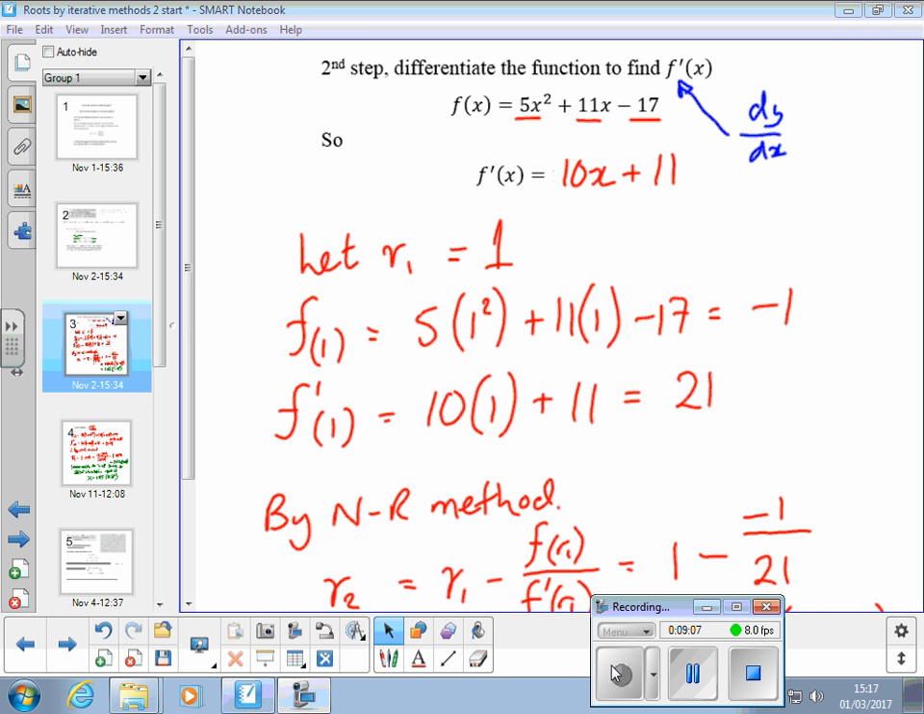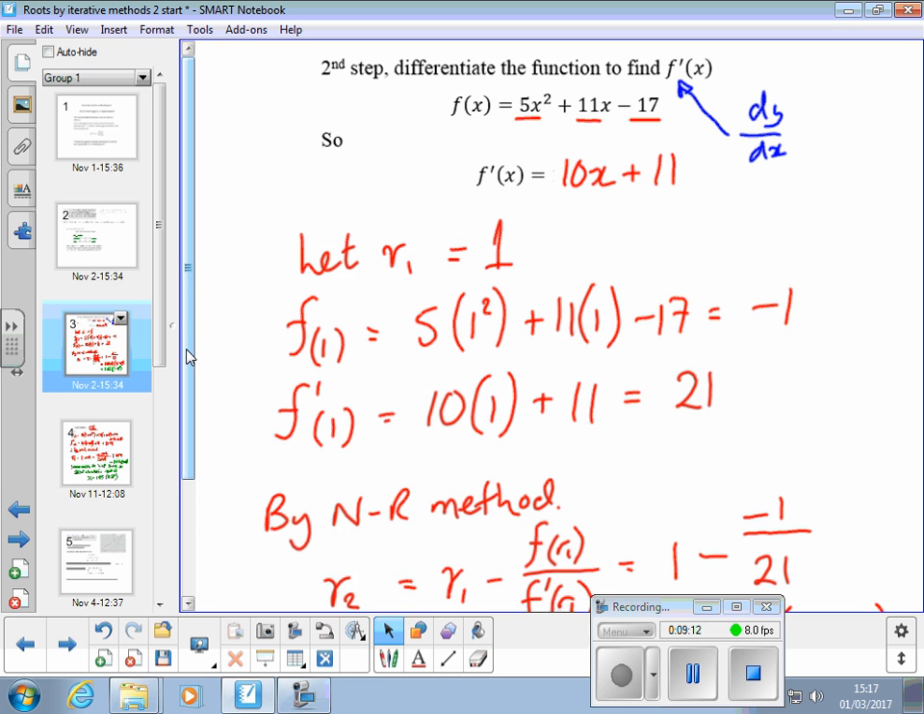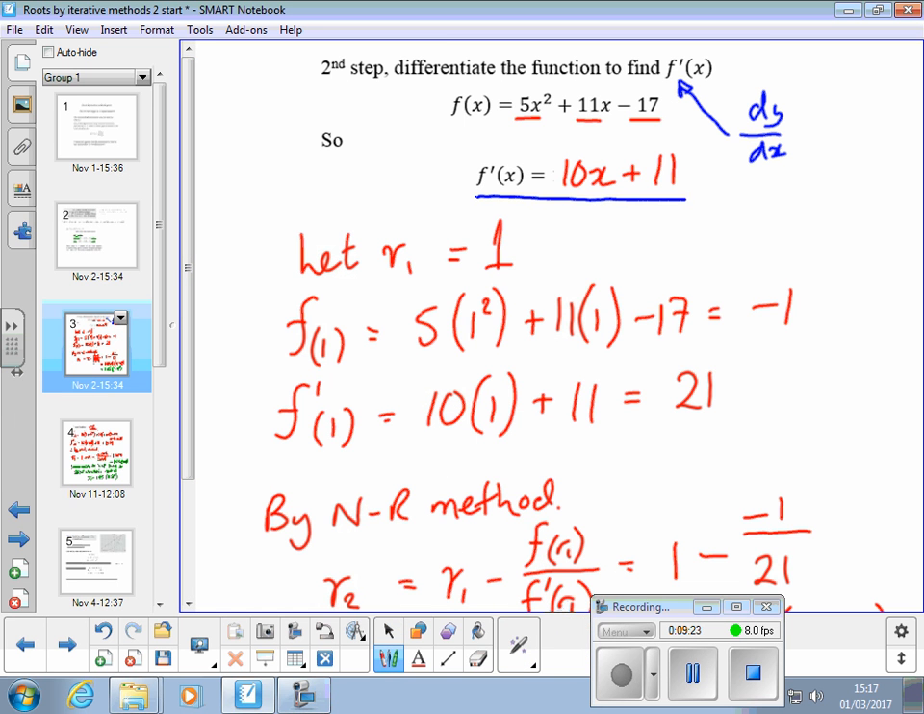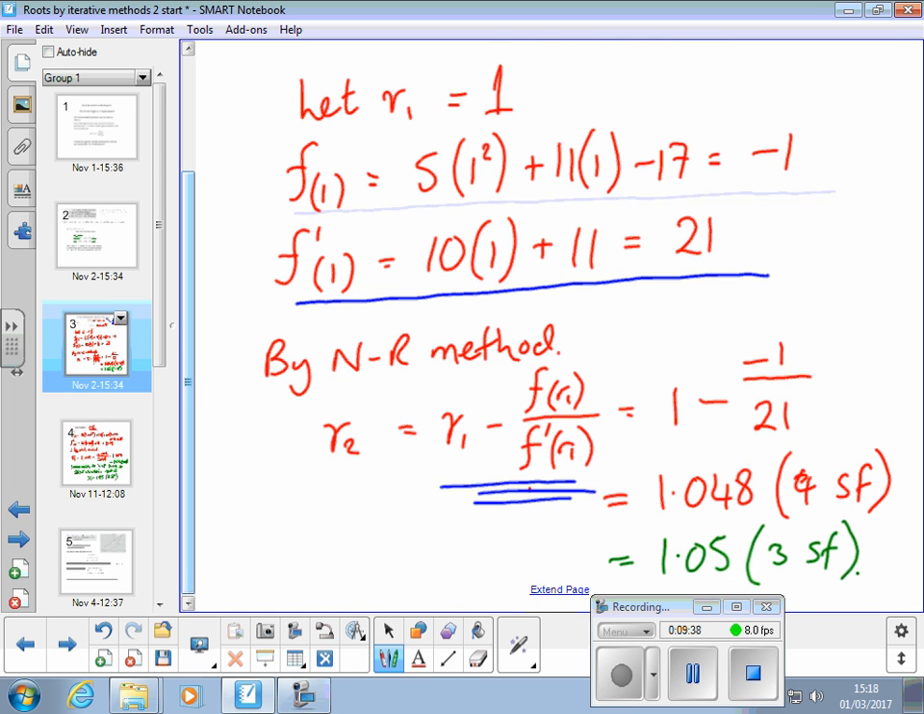So, just summarising that example for the video, to use Newton Raphson's method, the second step you need to do is differentiate the function. So we've got the first differential. Then find the value of the function at the first guess. Here we let R1 equal 1. Find the value of the differential at that. And then plug those numbers into the Newton Raphson's formula there and come up with a new guess.